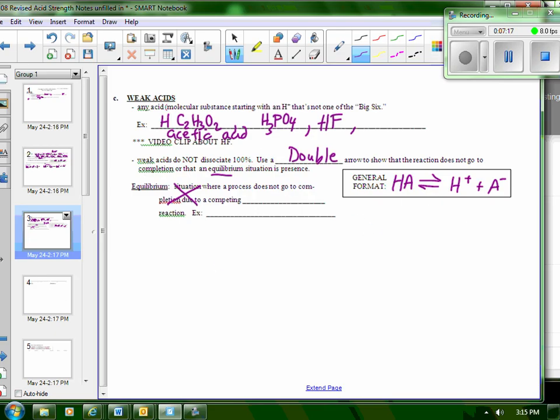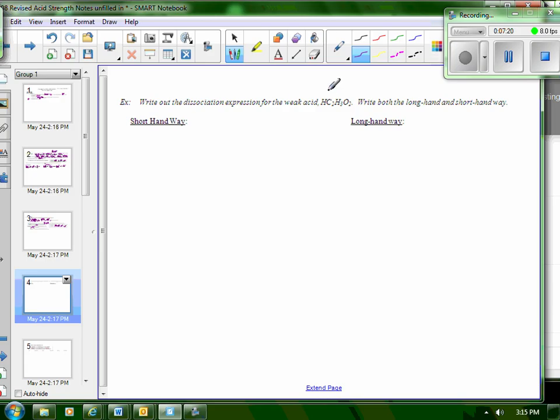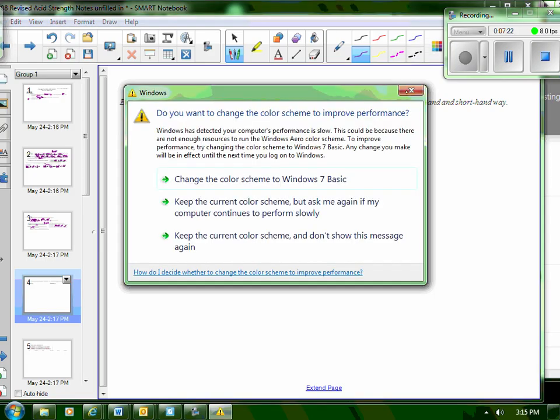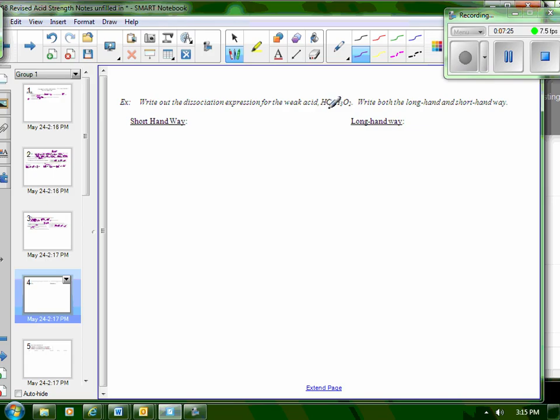All right, so let's do an example. We're going to show the dissociation, or the breaking up, of this weak acid, acetic acid. So the shorthand way, remember, all you have to do is show the H coming off. Now again, if I were you, I would pause, and I would try both the shorthand and the longhand way, and then check your answer. So there's my double arrow, and then the H plus. That would be the shorthand way for acetic acid breaking up.